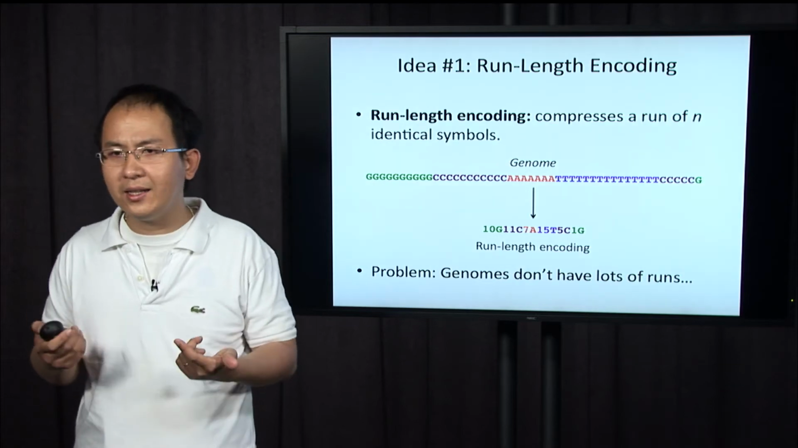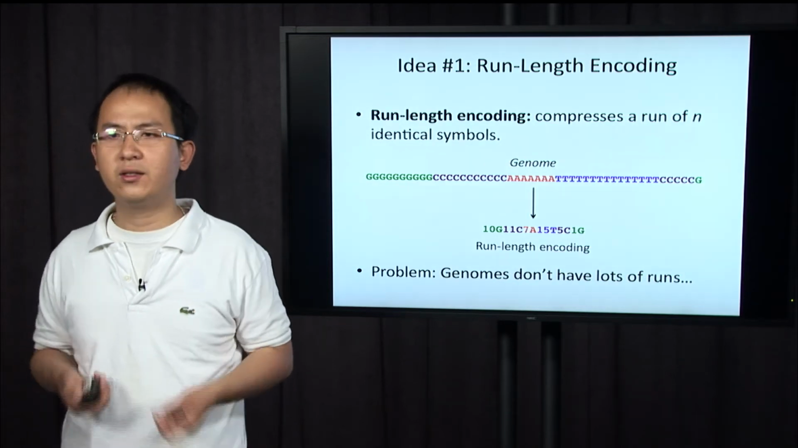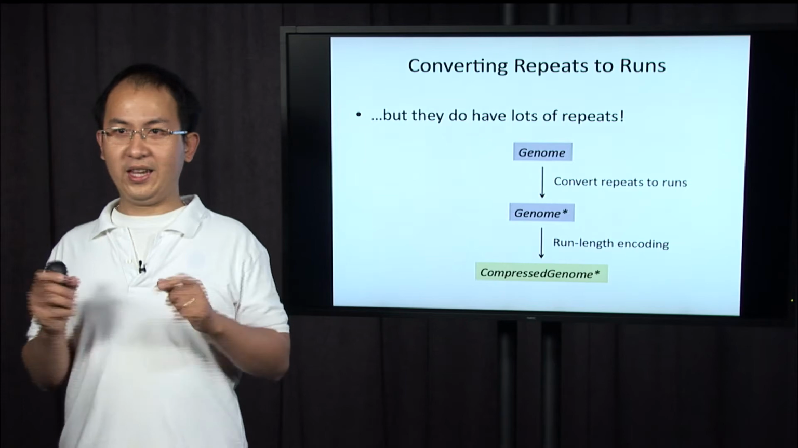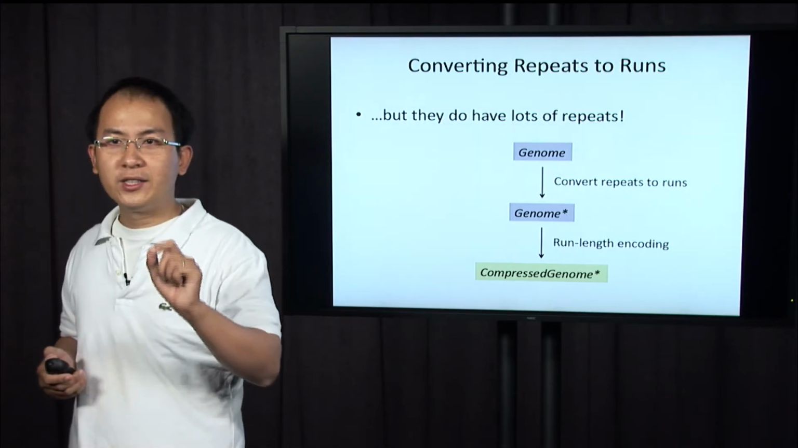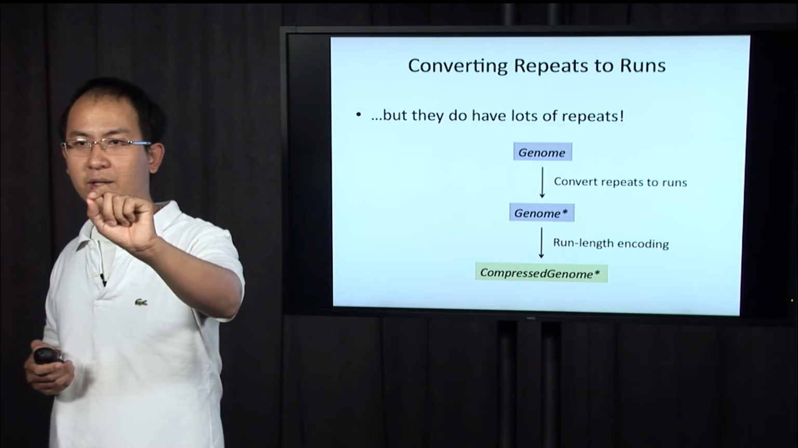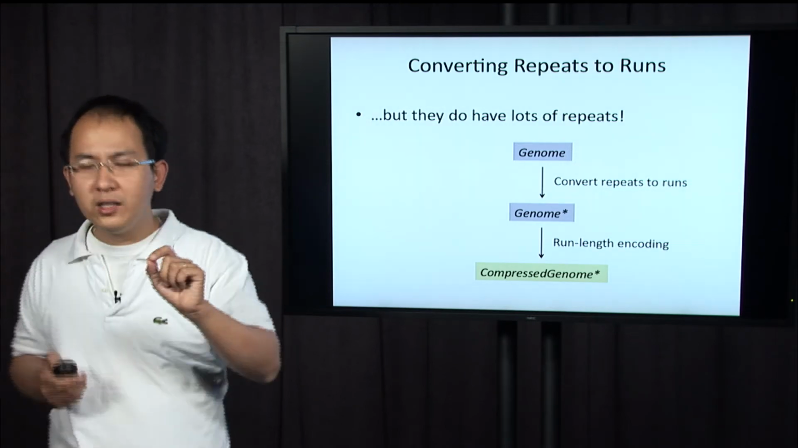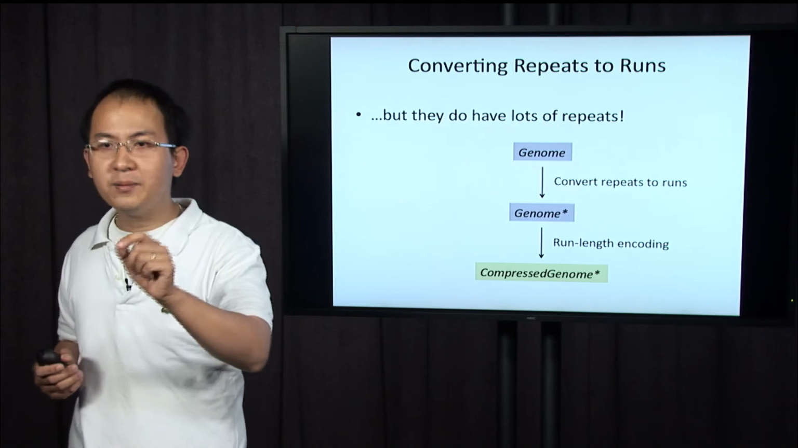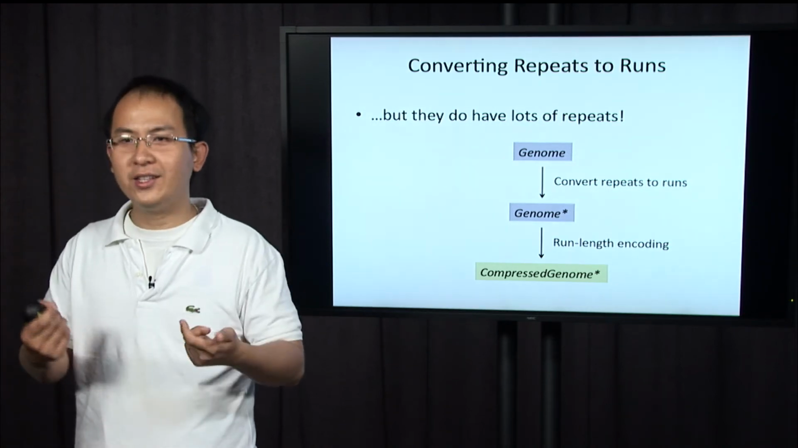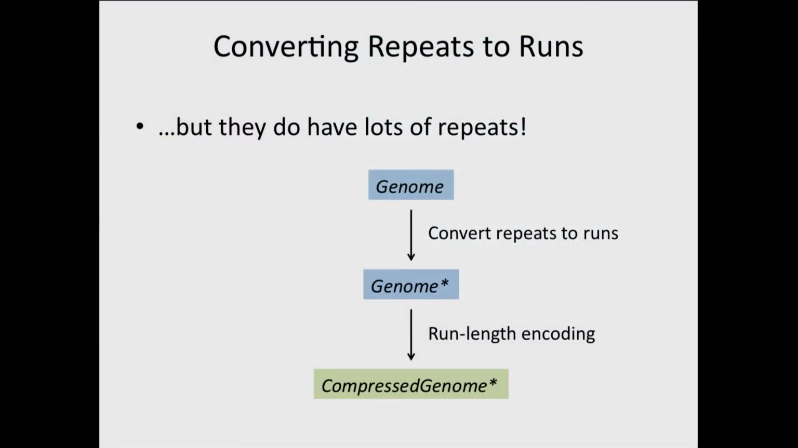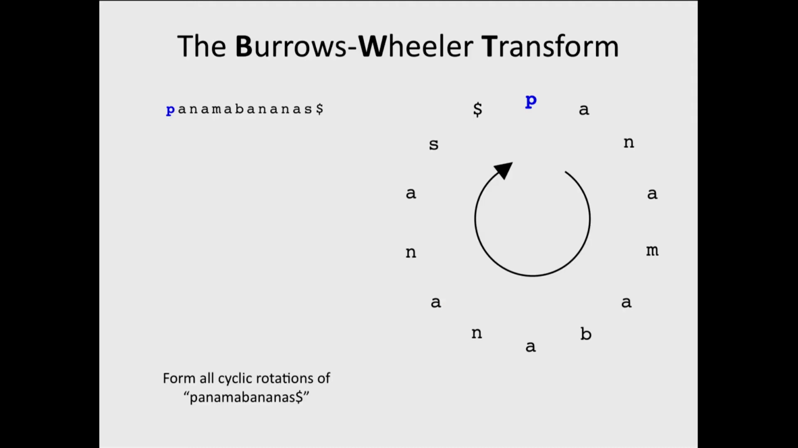But the problem is that genomes don't have lots of runs. But they do have lots of repeats. Can we somehow transform the genome with lots of repeats into another string, genome star, with a lot of runs, and then run the run-length encoding algorithm to compress the genome? How do we do this step? Let me describe the Burrows-Wheeler transform.